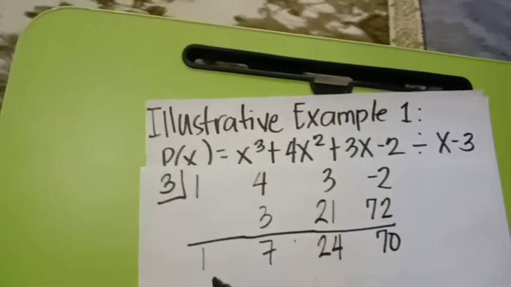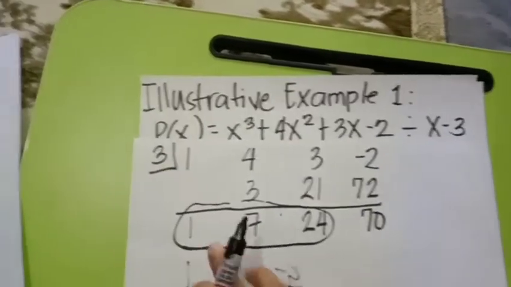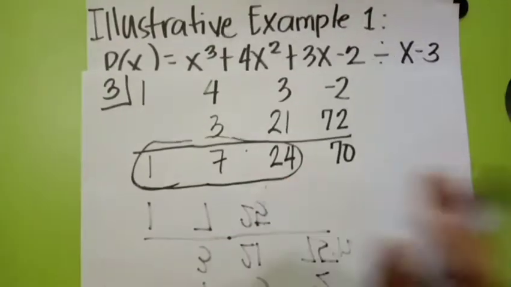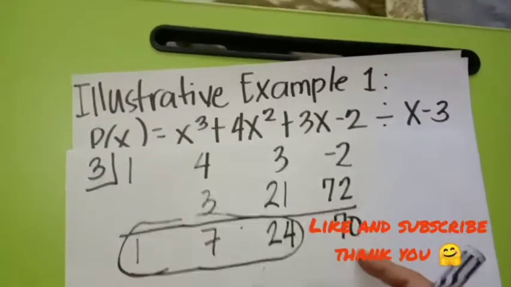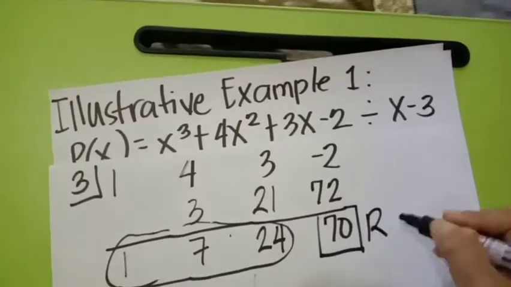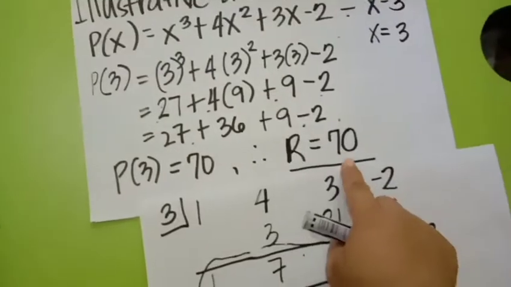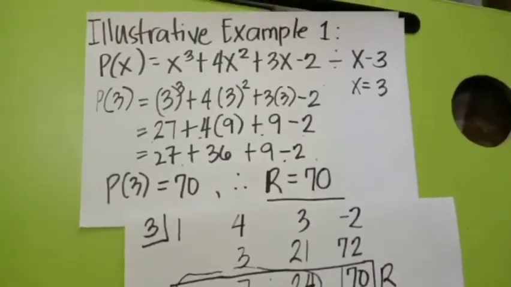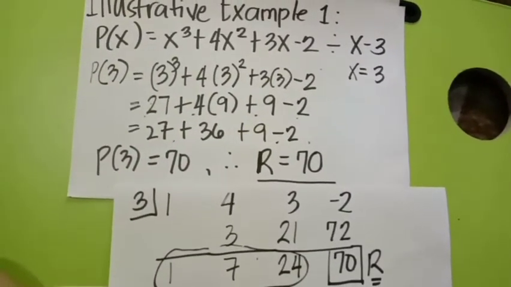We're not interested dito sa magiging quotient natin. So, hindi tayo interested dito sa sagot natin dito sa depressed equation. Ang interest natin is the remainder, which is the last entry of the synthetic division. So the last entry is 70. Therefore, the remainder R is equal to 70, which is also our answer nung ginamit natin ang synthetic division. So without actually using synthetic division, we can easily determine what is the remainder by using the remainder theorem.